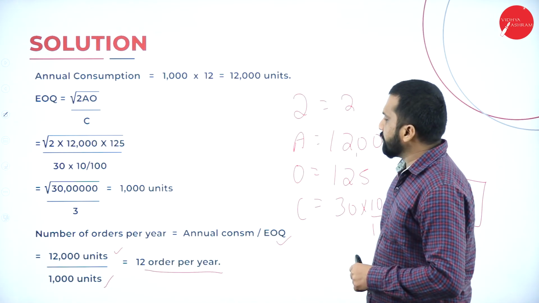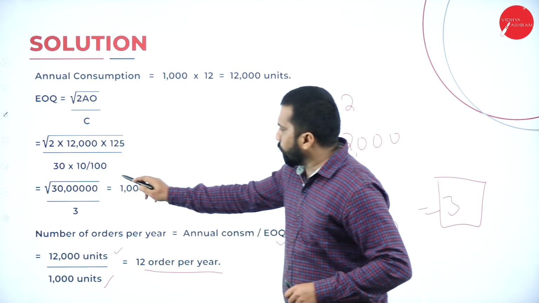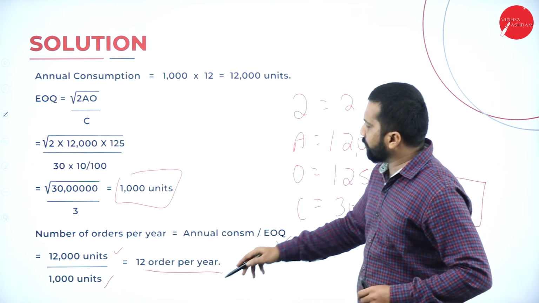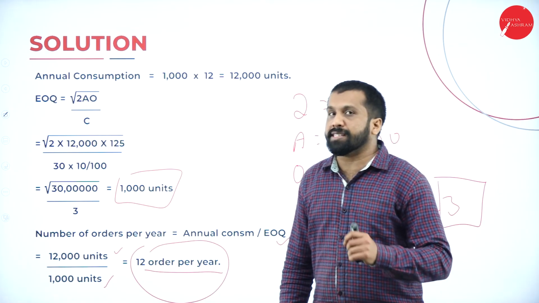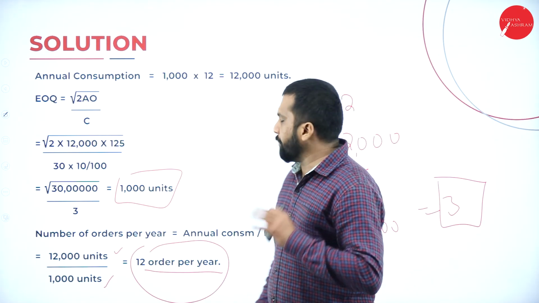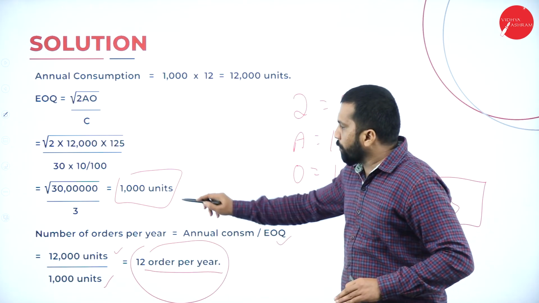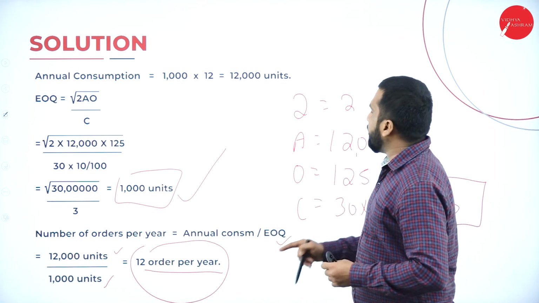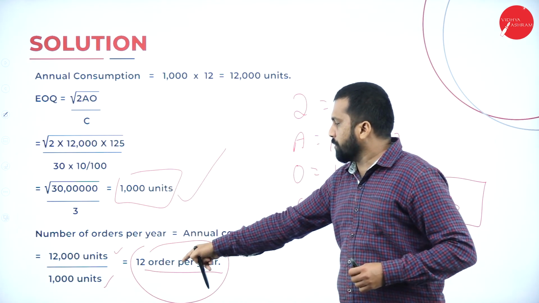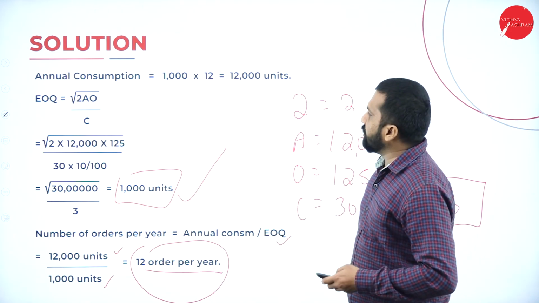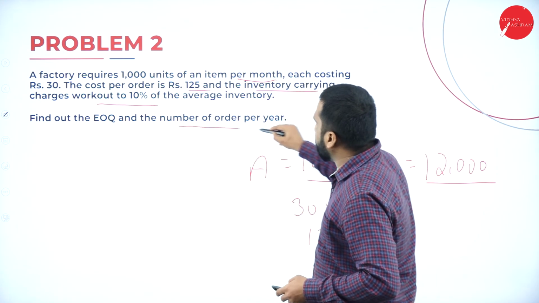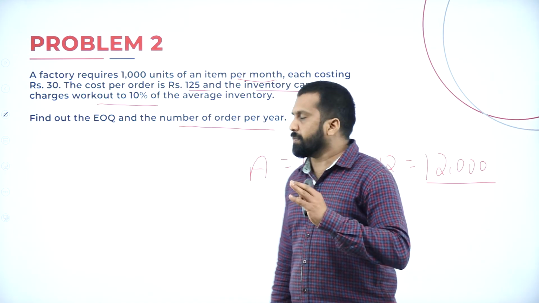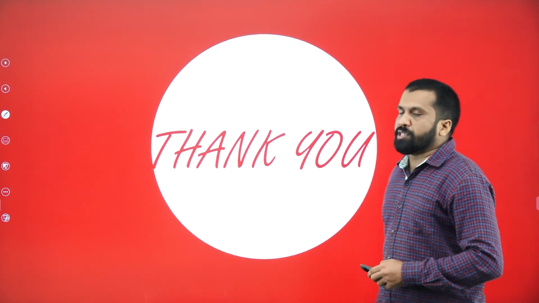So up to this, your answer is 1,000 units. What is your EOQ? 1,000. Number of orders, if asked in the question, then we are supposed to do it. Or else your problem is up to this. What is the number of orders? Take your annual consumption, divide by your answer, you will get the number of orders. In this problem, they have asked EOQ and number of orders. In the previous question, it was not asked. Clear? So this is all about today's session.